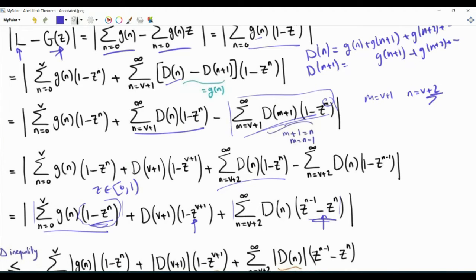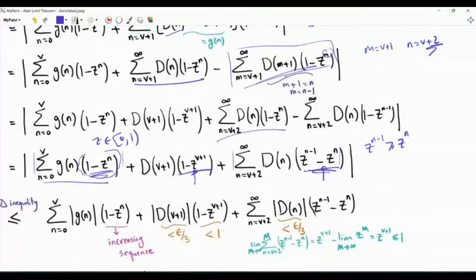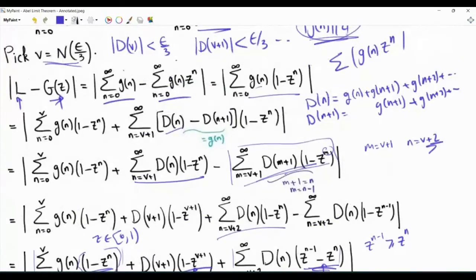Note that because z is a number between 0 and 1, z to the power n minus 1 is greater than or equal to z to the power n. Because z again is living between 0 and 1. And so when we take the magnitude of this term or that term or that term, we get the term itself. So we apply the triangle inequality, and then we have an upper bound now on this difference here.